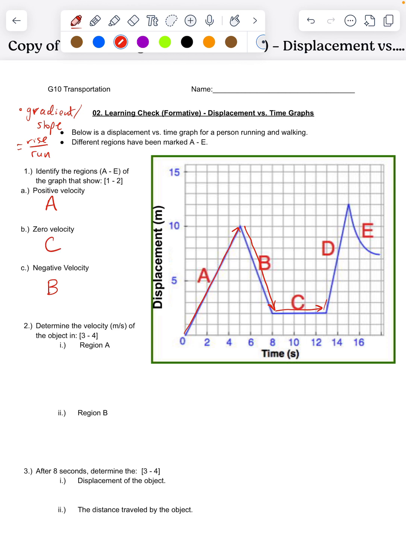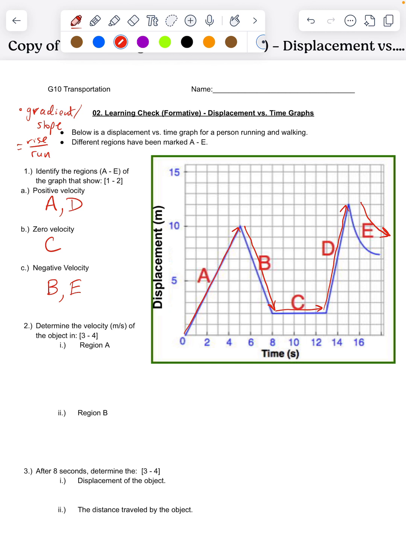In part D, they have a positive velocity again because their displacement goes up, or further away from where they started. And then in time E, they're going down with this curve. We'll come back to that later, but they're going back towards zero, and that means they have a negative velocity during time E, during that region.